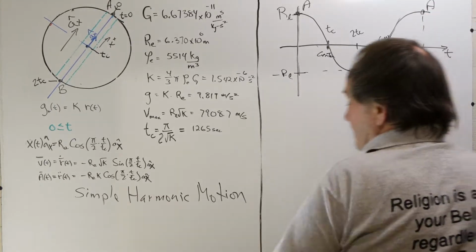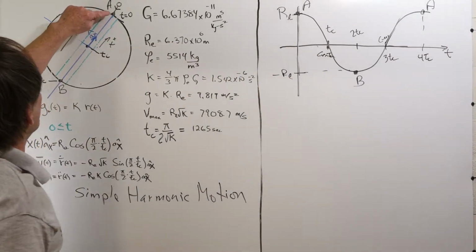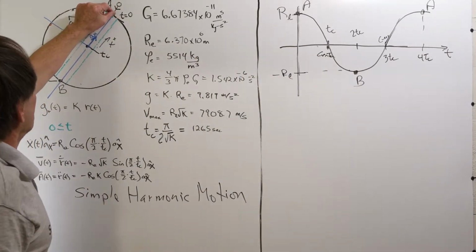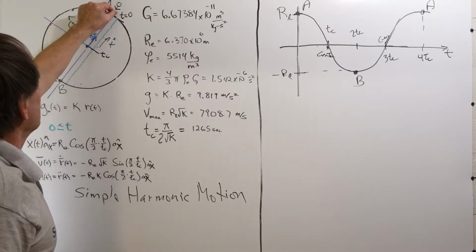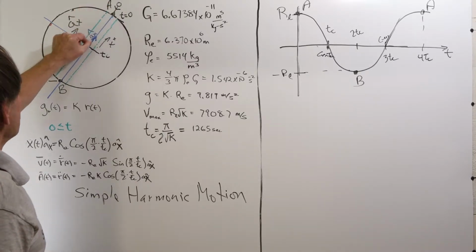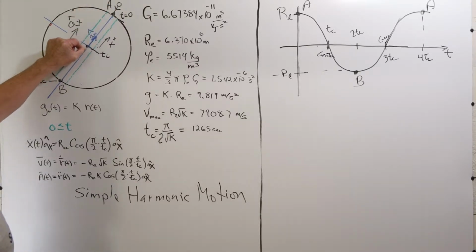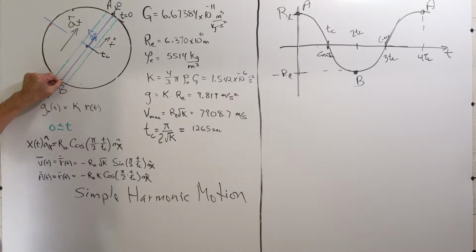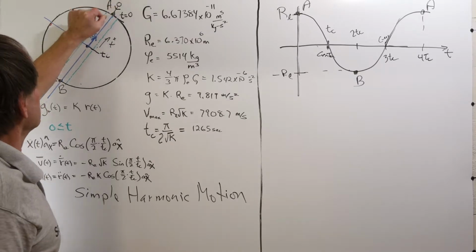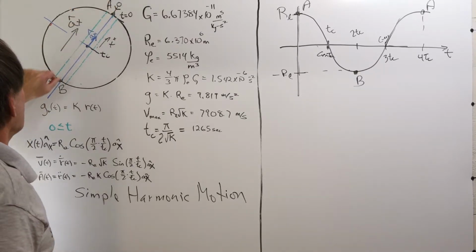So what will happen is once we step into the hole, we'll just have simple harmonic motion. Our velocity will start increasing. We have maximum velocity as we pass the center. Then we slow up. We get to the surface. And then we reverse direction, do the same thing. So we just oscillate back and forth.